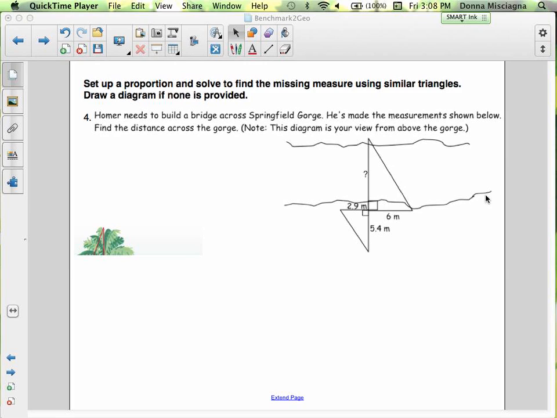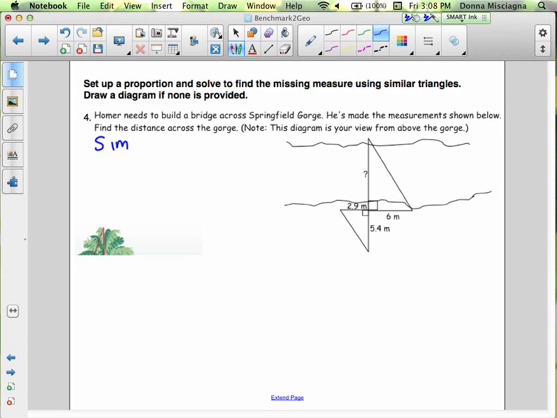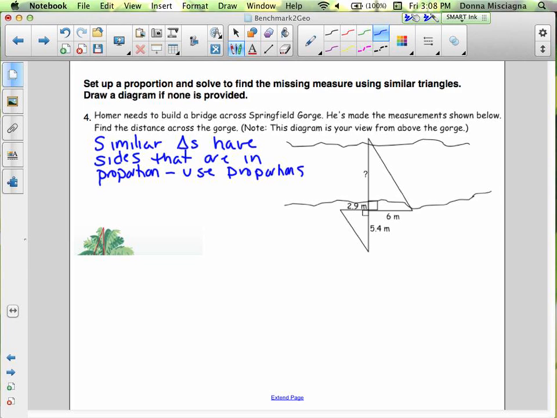Welcome. So now we're going to use similar triangles to solve for some missing measures. If you remember earlier, I said that similar triangles have sides that are in proportion. So we can use proportions to solve. You just have to match up the corresponding parts.